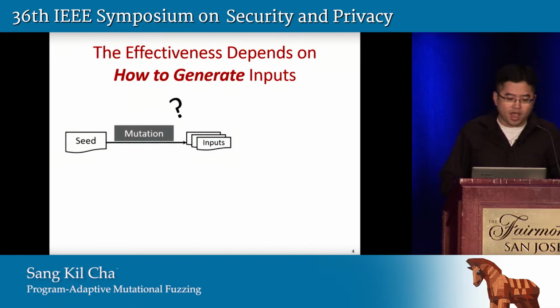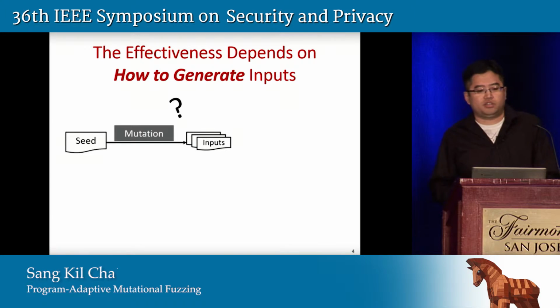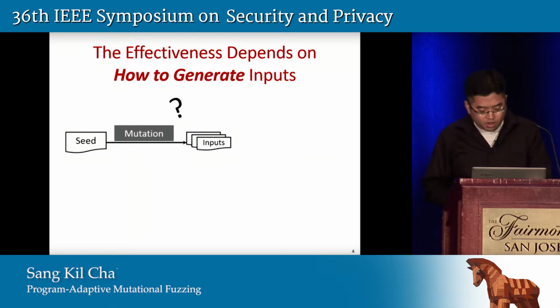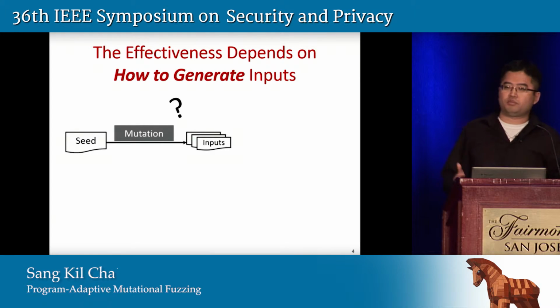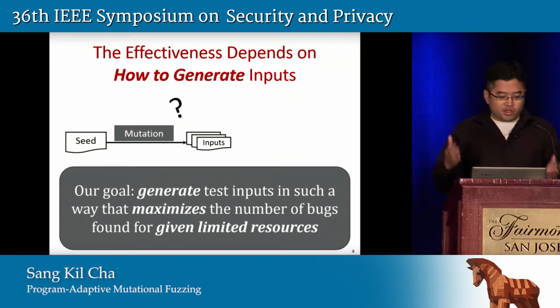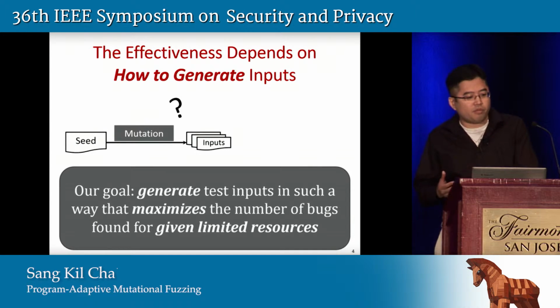As you can imagine, the effectiveness of fuzzing largely depends on how we generate those test inputs, because some inputs may trigger lots of software bugs, whereas some other inputs may not. Therefore, in this project, our goal is to generate test inputs from a seed in such a way that maximizes the number of bugs found for a given limited resources.